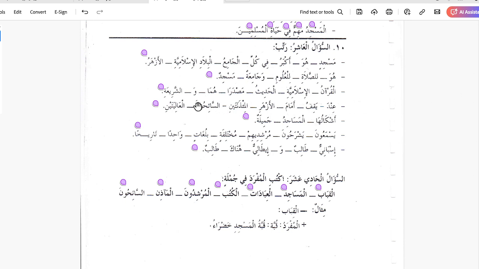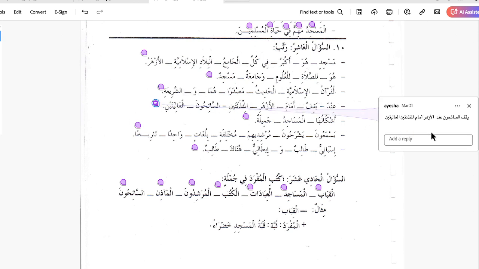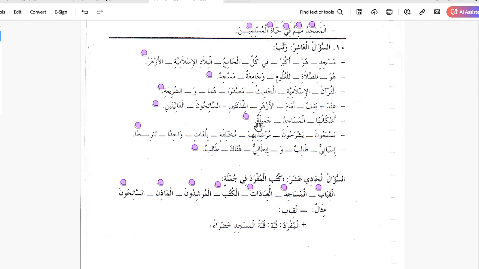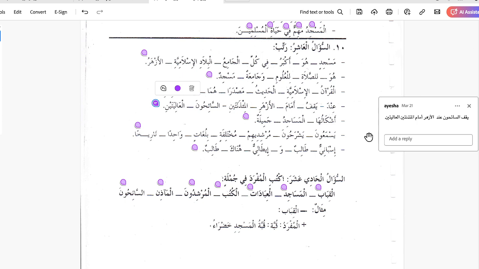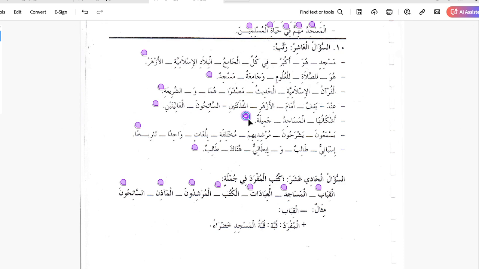So this one is Yaqifu as-sa'ihun 'inda al-Azhar amama mi'dhanatayni 'aliyatayni. The tourists stop by Al Azhar, in front of the two high minarets. The tourists stop there and they watch the two high minarets. And this one is Al-masajidu ashkaluha jamilatun. The mosques have different beautiful shapes.